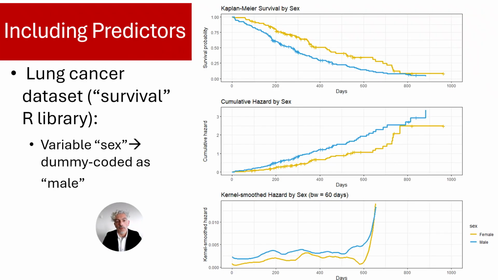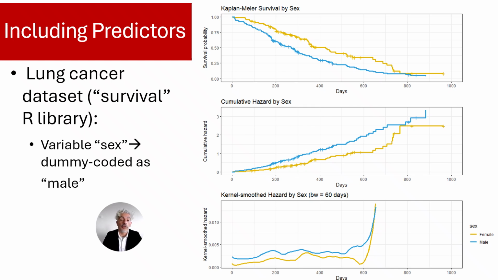I will keep using the lung cancer data set that is available with the survival R library to provide an example of how we can include predictors in survival analysis when event occurrence is measured using a continuous time metric. The lung cancer data set reports the day of death of a number of patients. So the event of interest is the death of patients, and the time metric is days.